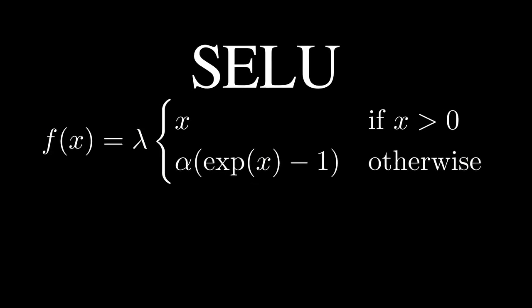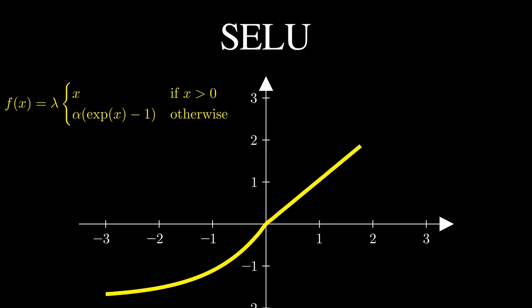And the proposed value for lambda is 1.0507 and alpha is supposed to be 1.6732. As you can see, the graph of SELU is also very similar to the graph of ELU. But looking carefully at x equals 0, we can see that there is a sudden change in the slope of the curve before 0 and after 0.